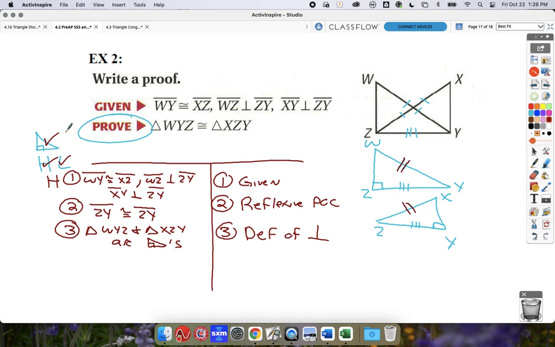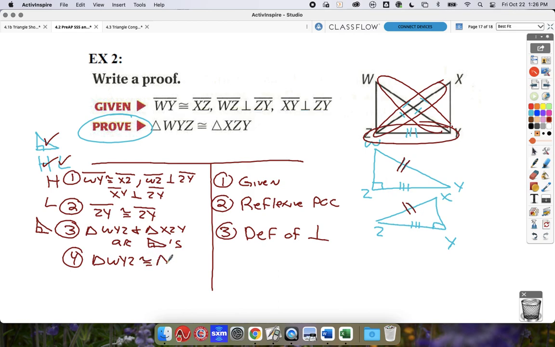Okay. So which one's the L? The second statement. This one's the H, and this one's the L. Oh, so statement two is the L here. Sorry. And this is my right triangle statement. So now I have enough, number 4, to say triangle WYZ is congruent to triangle XZY by HL.